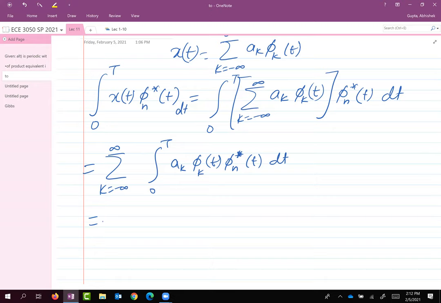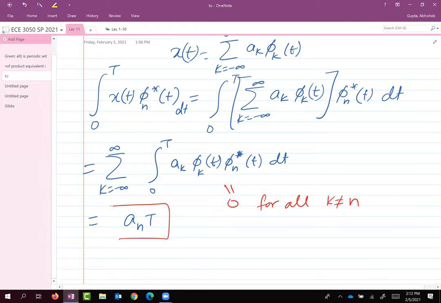The integral will be zero if k does not equal n, and otherwise it will be a_n T. That's right. So this integral is equal to zero for all k not equal to n. It's an important point. So all we are left with is the term a_n T. That's it.